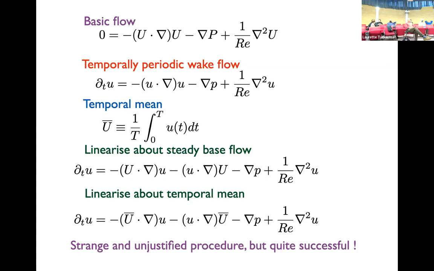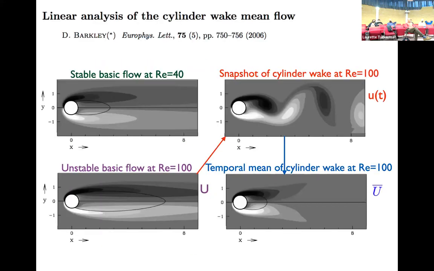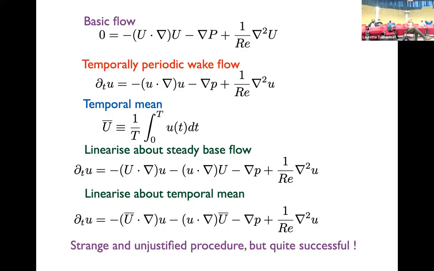Let's define a capital U, capital U bar, as the time average over a period. And now let's do the usual thing we do. Let's linearize about the steady base flow. And that is how in the steady base flow, like this one or this one, that's how we get Hopf bifurcation. Okay, everybody knows linear stability analysis, right? We would then put sigma here and we get sigma as a function of Reynolds number. And when it crosses 0, that's okay.